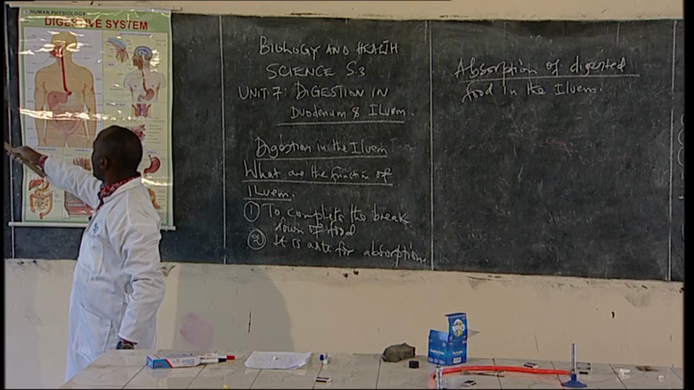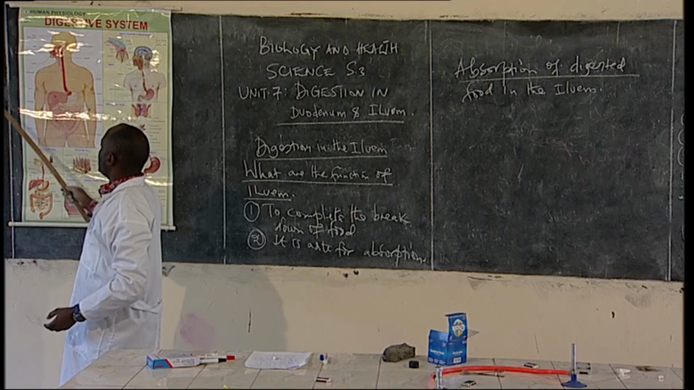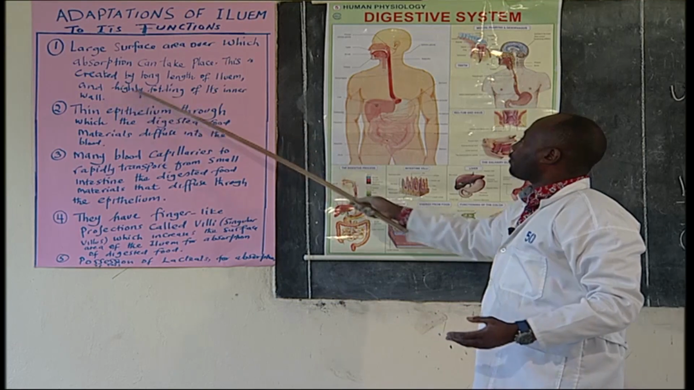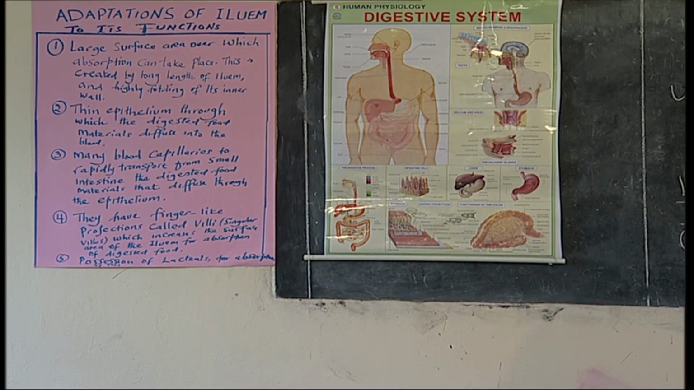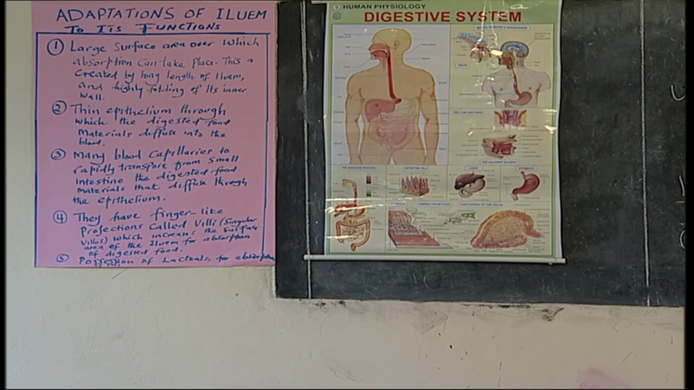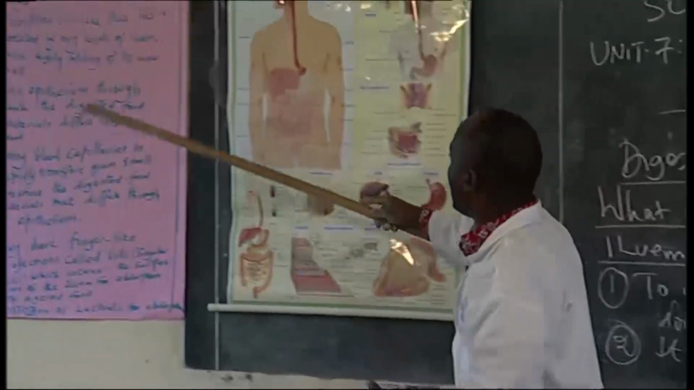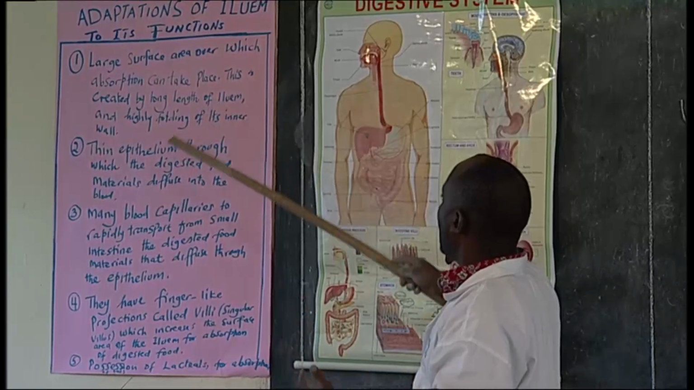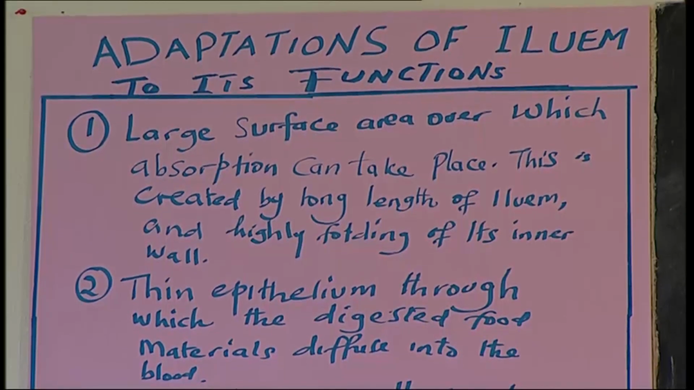Number one, we have a large surface area over which absorption can take place. This is created by the long length of the ileum and the highly folded inner wall. As you can see on the diagram, the inner wall is folded. So the long length of the ileum and its high folding enable it to carry out the process of absorption.